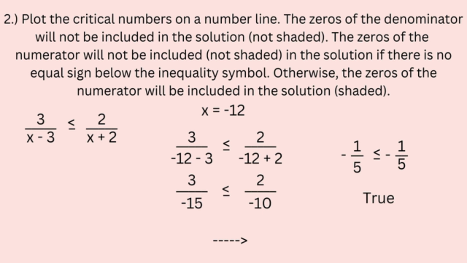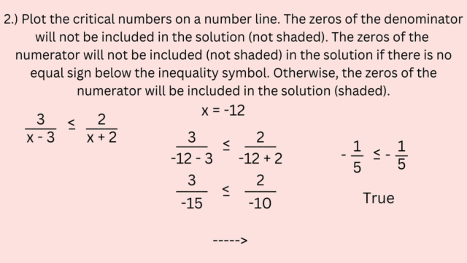Hello everyone. Now that MC finished explaining the steps in solving the rational inequality, I will now show you how to solve the rational inequality in steps 2 to 4. Step 2. Plot the critical numbers on a number line. The zeros of the denominator will not be included in the solution, or not shaded.